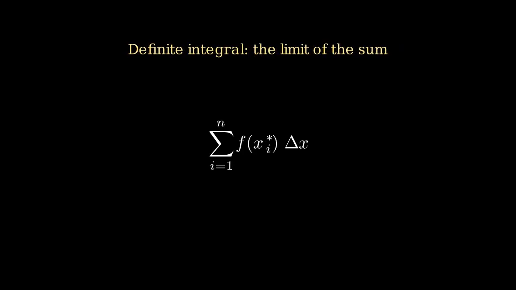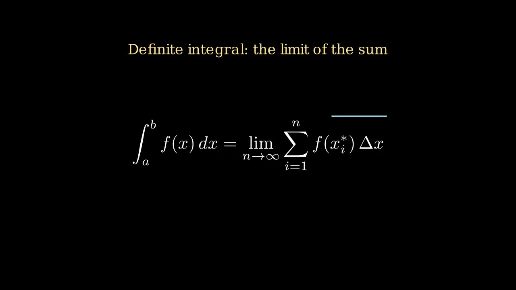This sum is called a Riemann sum. Now, the definite integral from a to b of f of x dx is defined as the limit, as n goes to infinity, of that Riemann sum. In other words, we let the number of rectangles grow without bound, and the width of each one shrink to 0, so the approximation becomes exact.